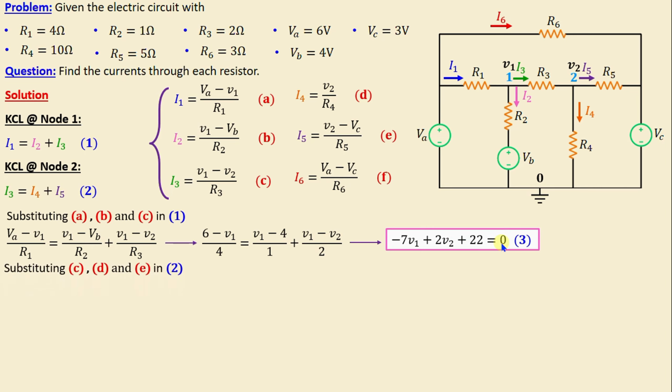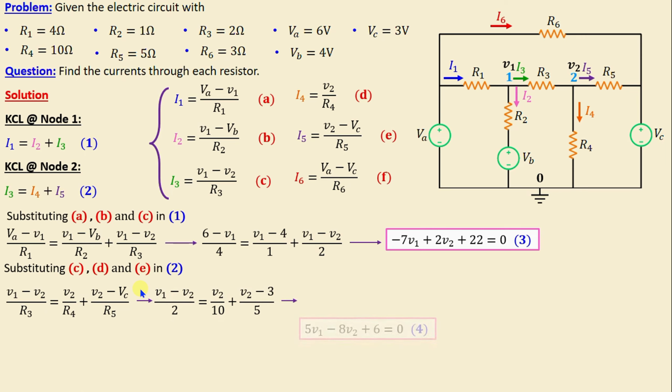And now, by substituting C, D, and E in 2, we can write V1 minus V2 over R3 is equal to V2 over R4 plus V2 minus VC over R5. And if we replace the resistors and the voltage with their numerical values, we obtain this equation. And if we continue simplifying this equation, we obtain finally 5V1 minus 8V2 plus 6 is equal to 0.